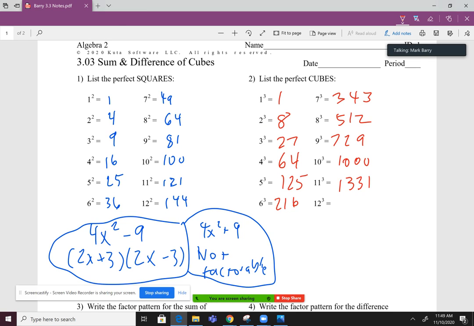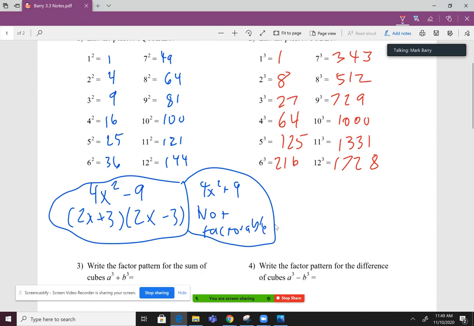12 to the third is 1728. Cool. Okay, so when we're looking at our perfect cubes, I'll just be referencing back to this list, okay? Okay, cool.